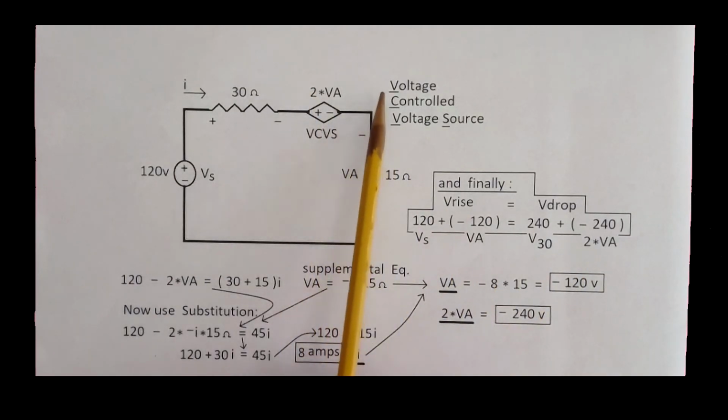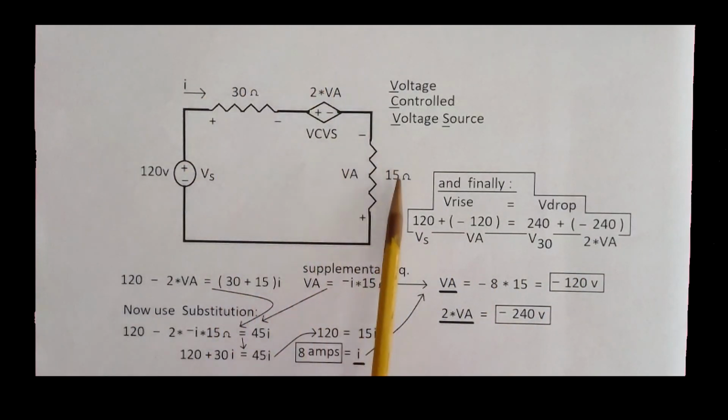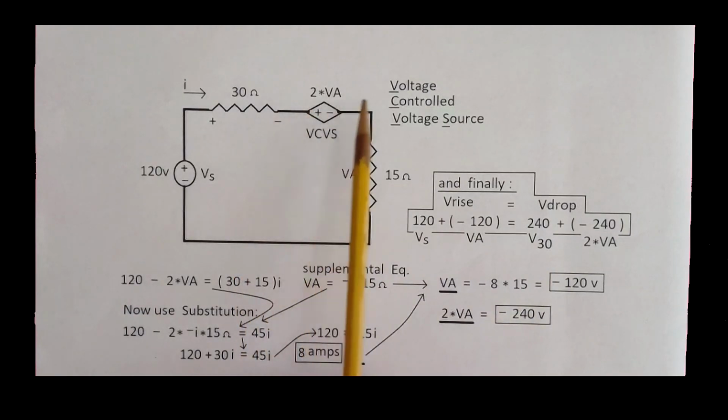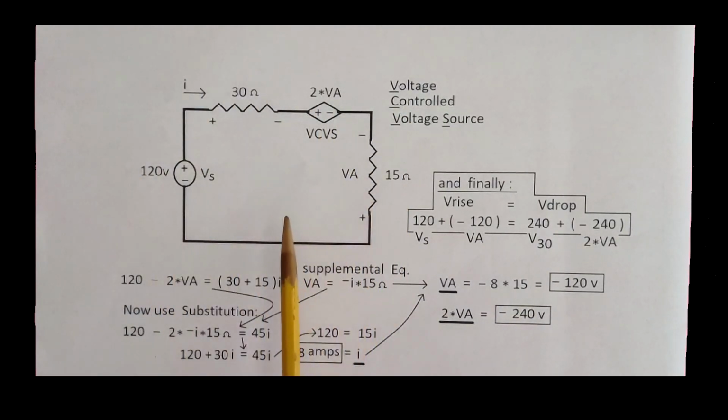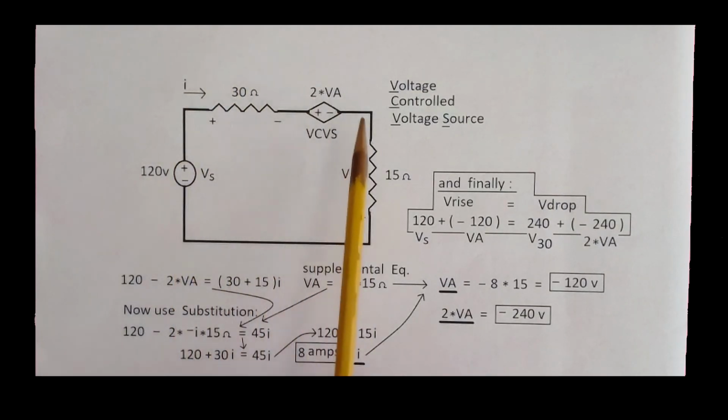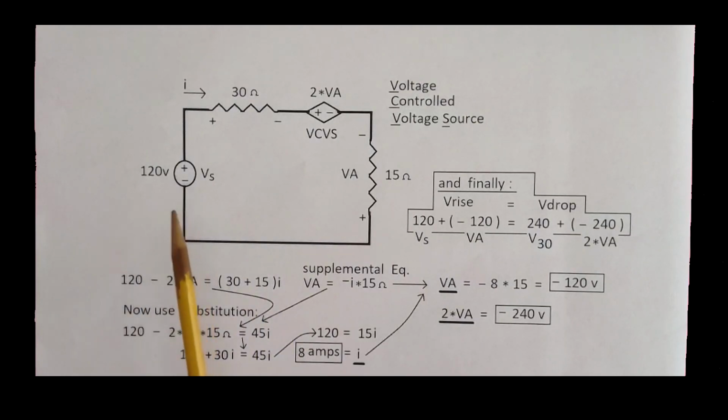2VA, voltage controlled voltage source, plus to minus, going clockwise, of course. That's another drop. And of course, we're all using whole flow, passive sign convention. I is a whole flow current. All the currents in the previous circuits, all whole flow, all using passive sign convention.